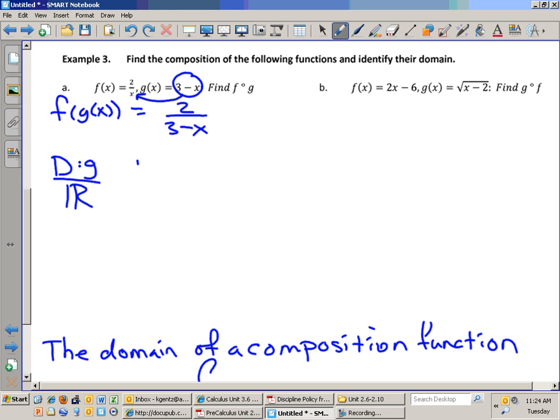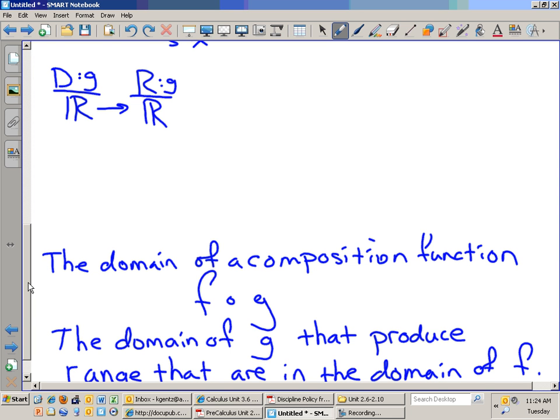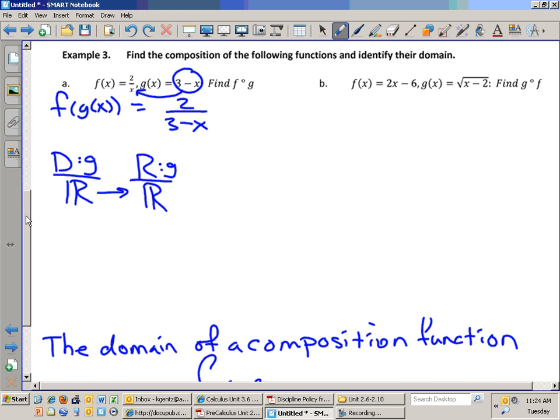And when you plug it in, you're going to get a range, okay? What is the range of G? What kind of numbers can you get out of 3 minus x? All real numbers. So again, if you look at the definition, it says the domain of G that produce a range that are in the domain of F. So what I need to check is these range values right here, which are all real numbers. Which of these range values can I plug in there? What can I not get for this?